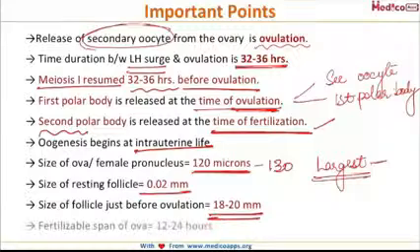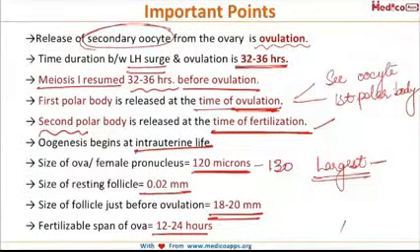And one more very important question. What is the fertilizable span of the ova? For how long can an ovum, when released, be fertilized? The answer is 12 to 24 hours. And here in contrast, the time period for which a sperm can fertilize the ova is 48 to 72 hours.